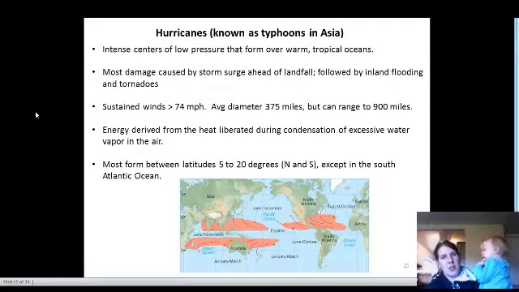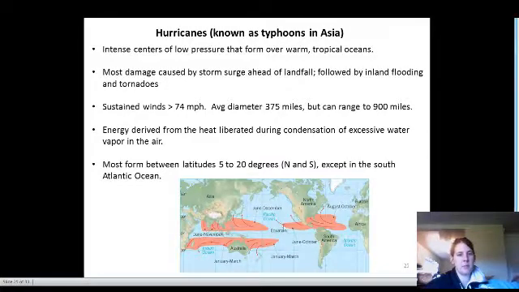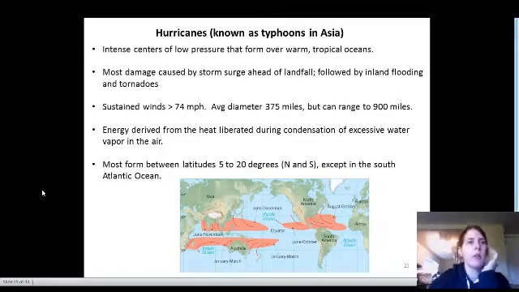Okay, next we're going to move on to hurricanes, which are known as typhoons in Asia. These are intense centers of low pressure that form over warm tropical oceans. Okay, most of the damage from these kind of storms are caused by the storm surge ahead of landfall, and then they're followed by inland flooding and tornadoes.